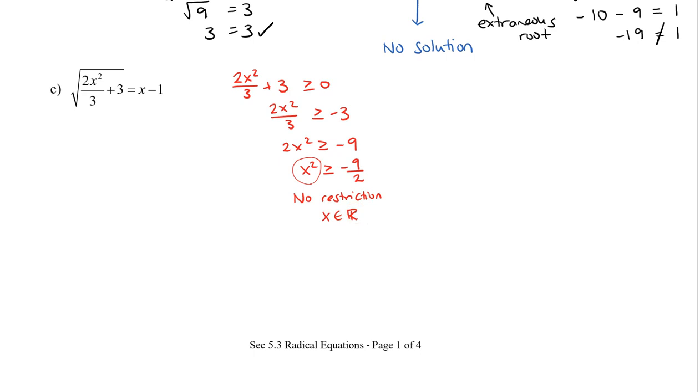All right, however, I need to check something else, which I didn't talk about earlier. Now, when I square root anything, I know that I always have to get a positive value. So that means actually that on this right side, the x minus 1 has to also be greater or equal to 0.